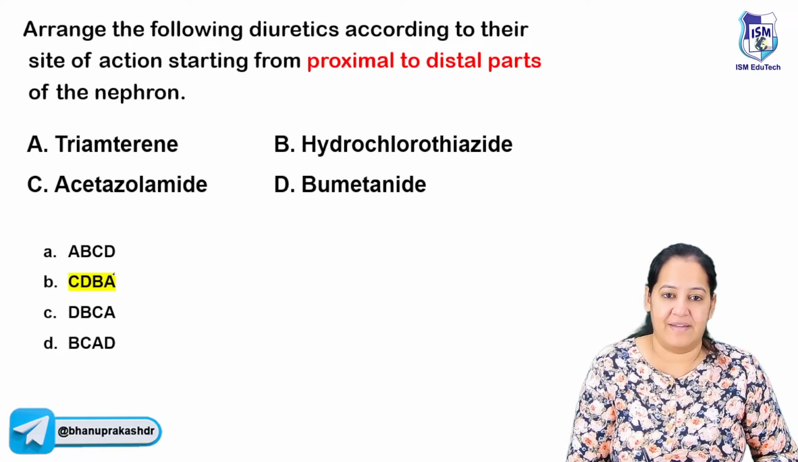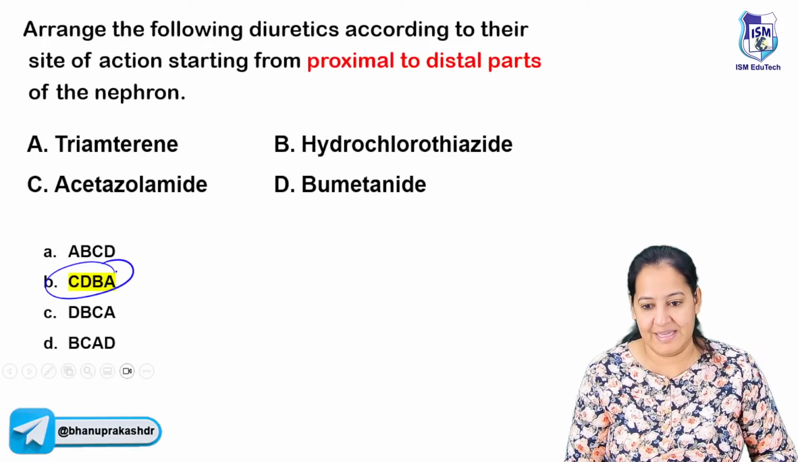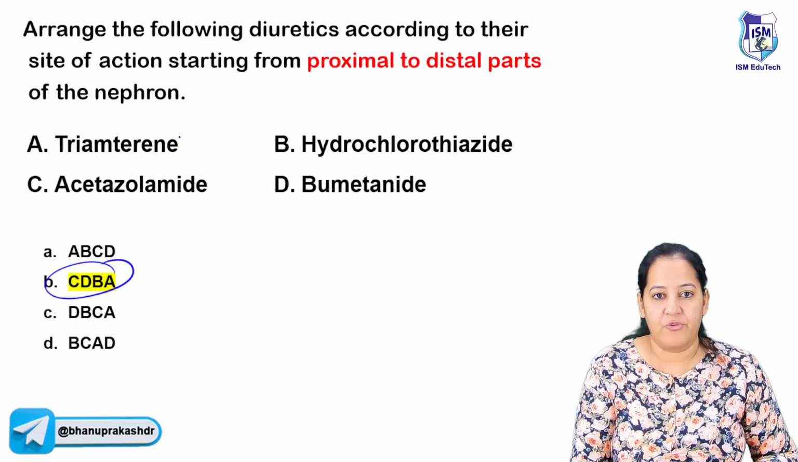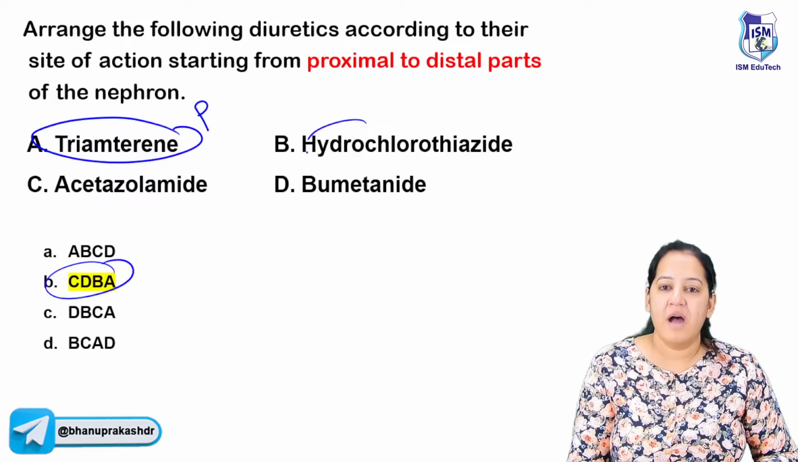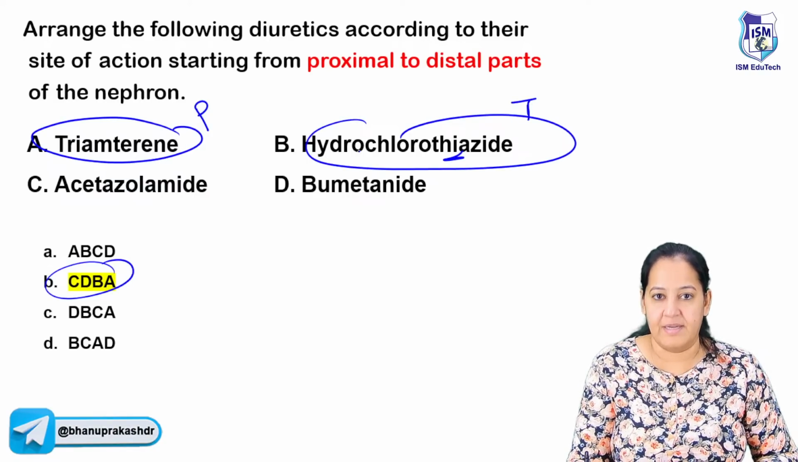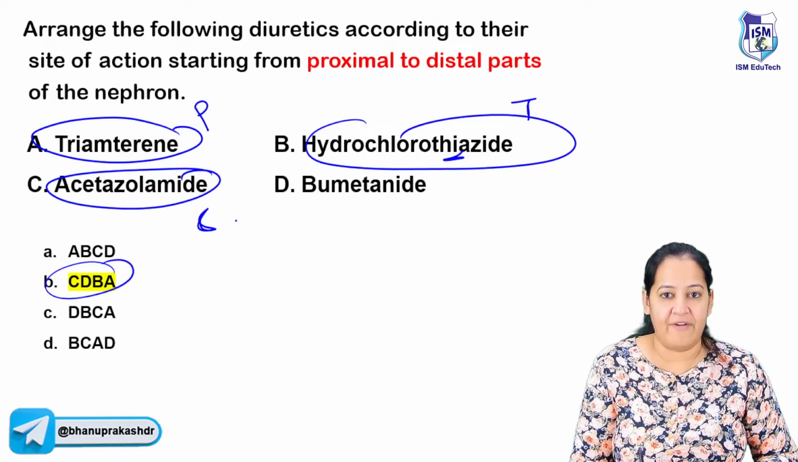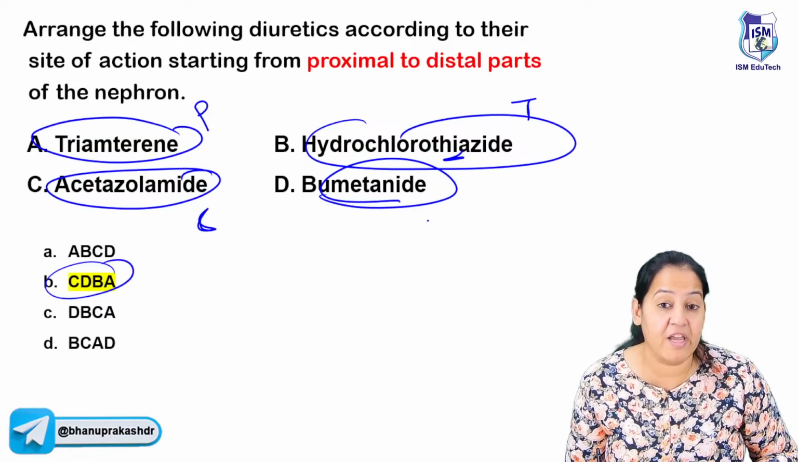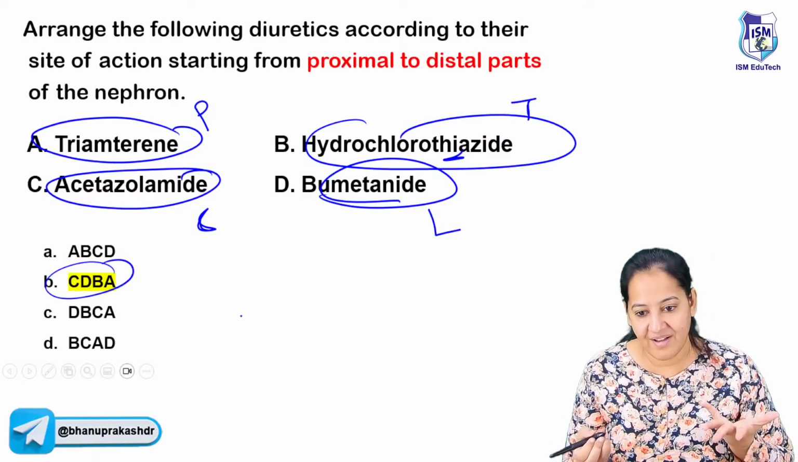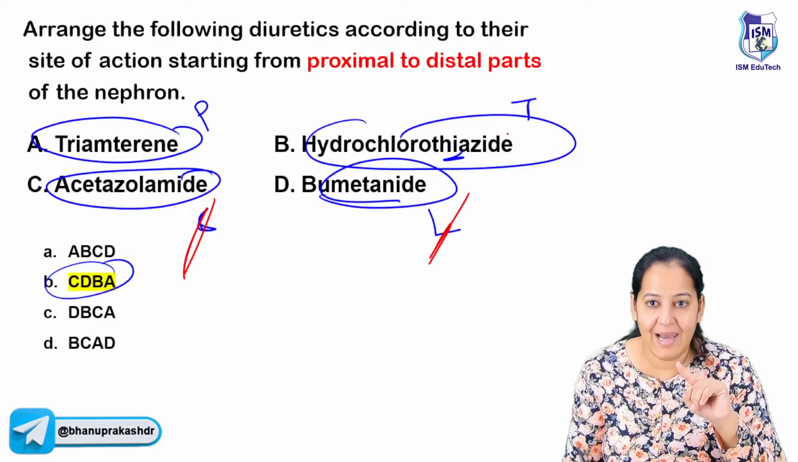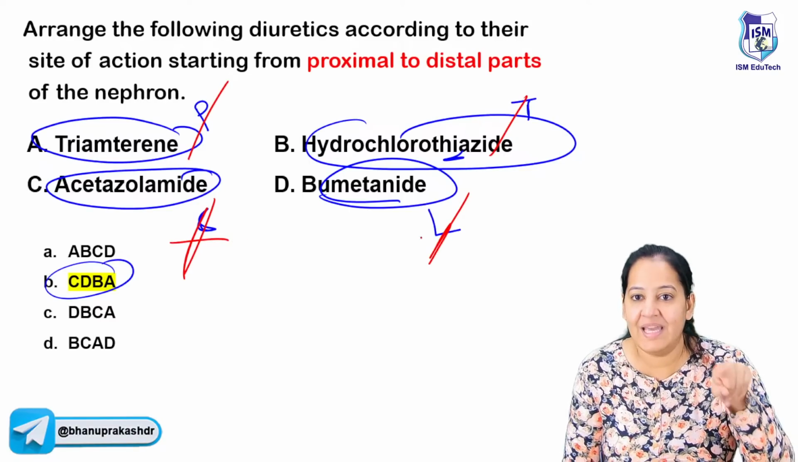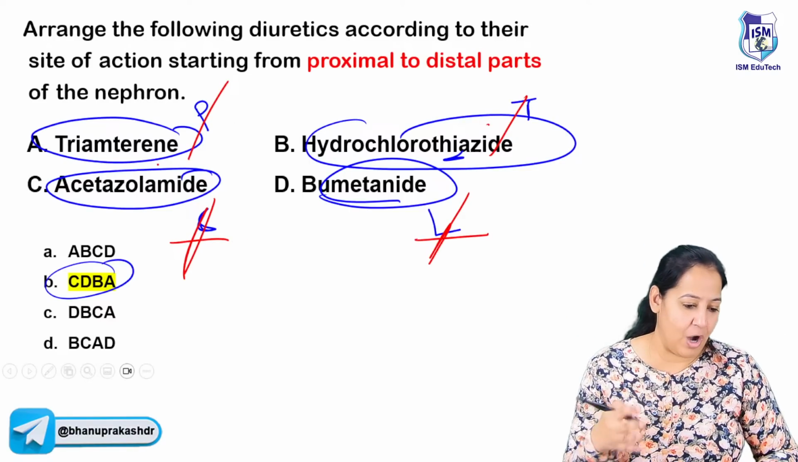Yes, the correct answer here is CDBA. So you know the parts of the nephron. Your options are in front of you. Triamterene is one of the potassium sparing diuretics. Hydrochlorothiazide is one of the thiazides. Acetazolamide is a carbonic anhydrase inhibitor. And bumetanide is the big brother of furosemide, that is a loop diuretic. Now you can arrange. The mnemonic is C, O is not given, L, T, P. So it is CDBA. This is how you have to go.